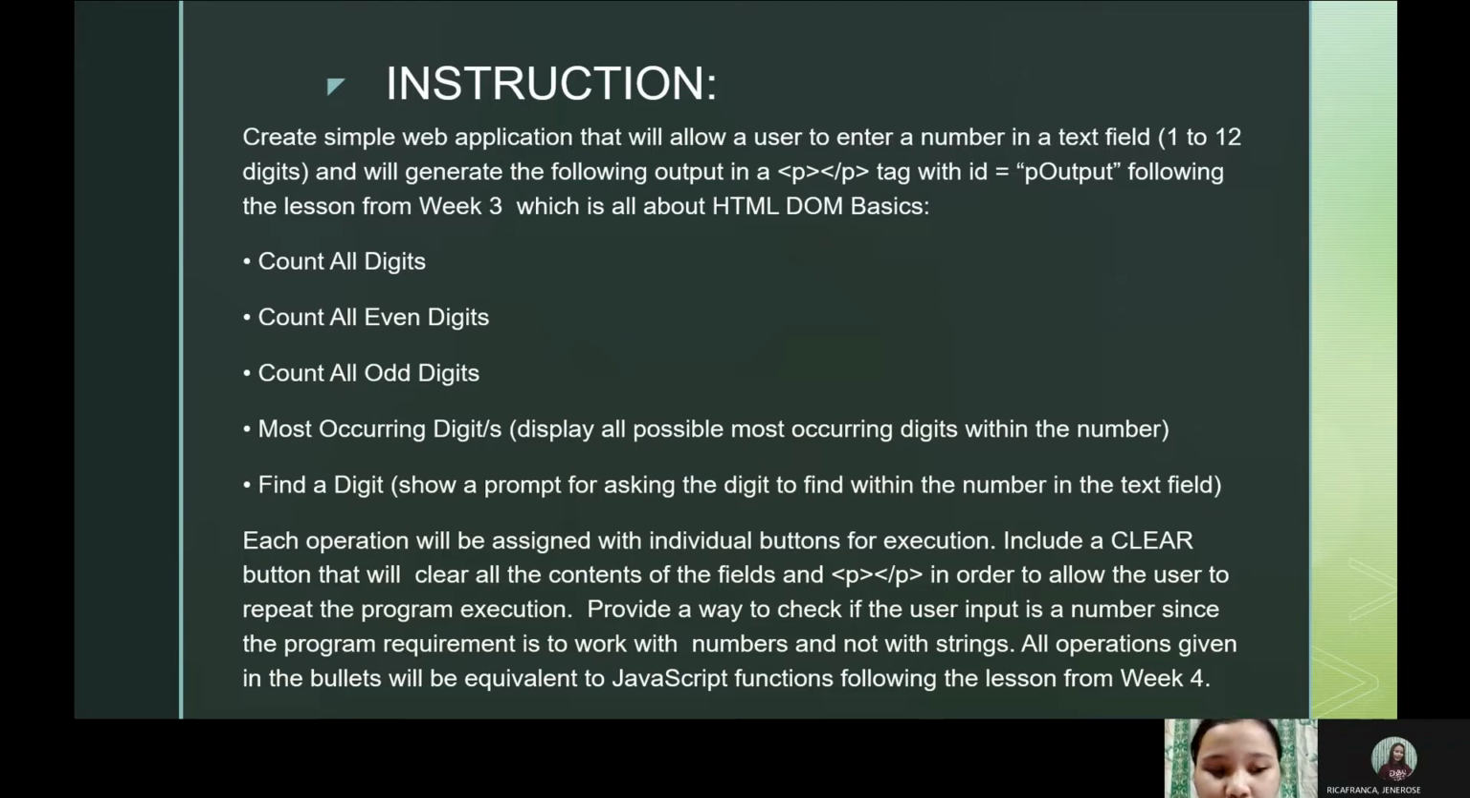So the DOM basics are: count all digits, count all odd digits, count all even digits, and most occurring digits. It will display all possible most occurring digits within the number. Then find a digit: show a prompt asking for the digit to find within the number in the text field. Each operation will be assigned an individual button for execution, including a clear button that will clear all the contents of the fields and p tag in order to allow the user to repeat the program execution.